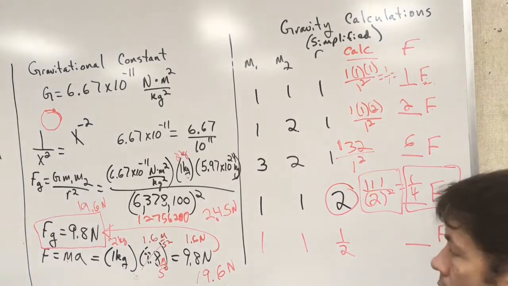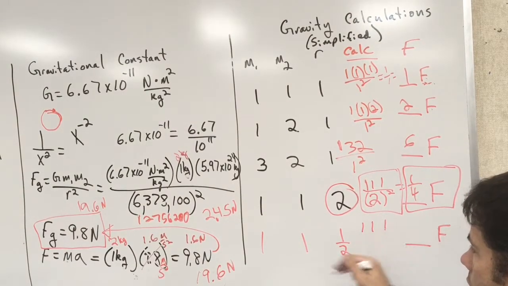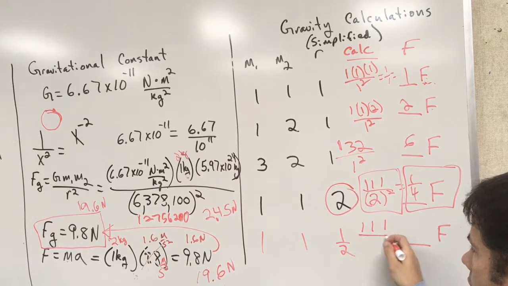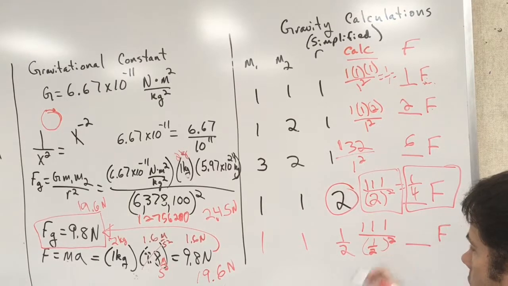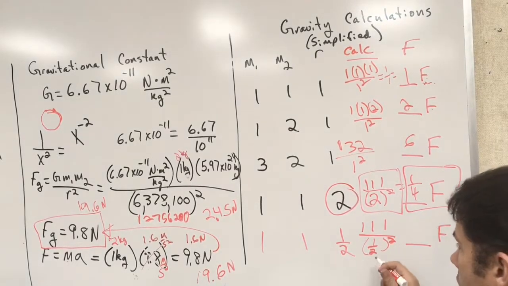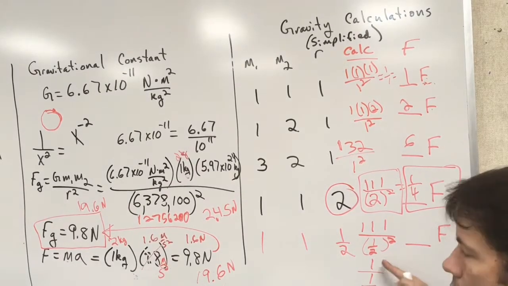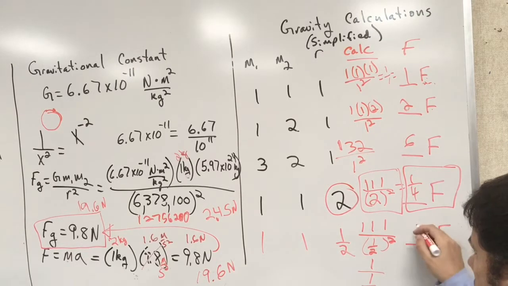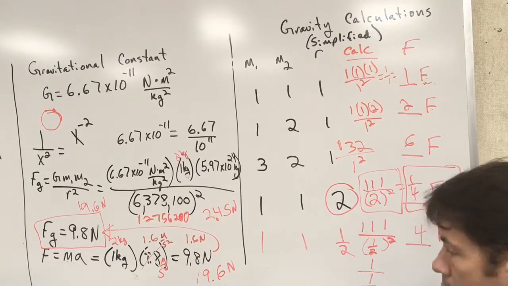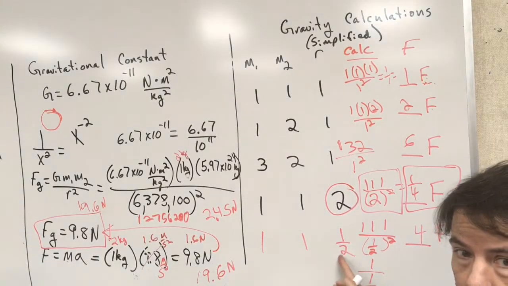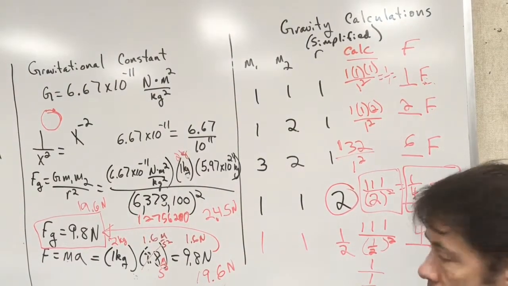Okay? Now we got to watch out when we do this, just like we did the last time. 1 times 1 times 1, because these are not changing. G never changes. Divided by 1/2, and now I'm going to square it. So I'm going to get 1 over 1/4. And when we divide by a fraction, we got to multiply times the reciprocal. And so this is going to quadruple the force. So if two objects with mass are closer together, I cut the distance in half, then it's going to quadruple the force.